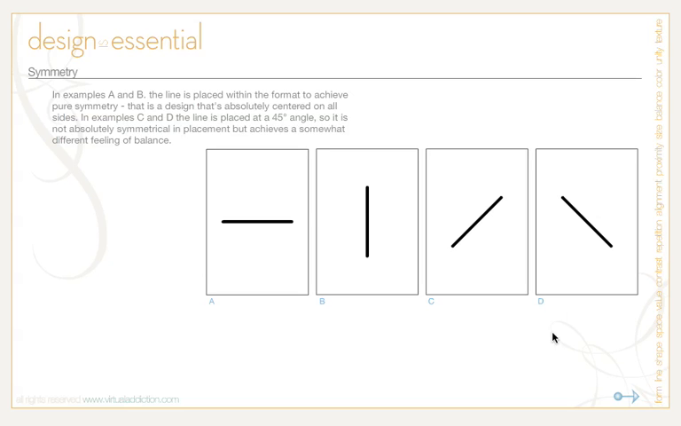Looking at the same angled line reversed, we achieve a slightly different feel, but we maintain the same degree of symmetry and balance. In examples A and B, the line is placed within the format to achieve pure symmetry, that is, a design that's absolutely centered on all sides. In examples C and D, the line is placed at a 45-degree angle, so it's not absolutely symmetrical in placement, but it achieves a somewhat different feeling of balance. Pure symmetry is somewhat limiting in where elements can be placed.